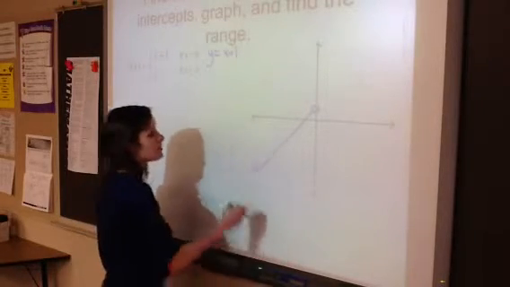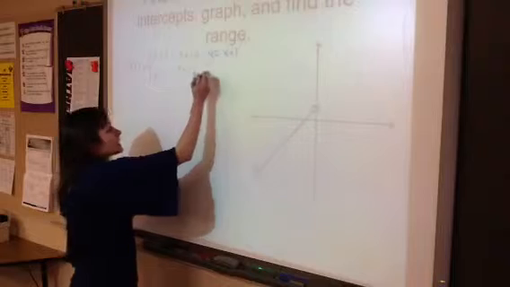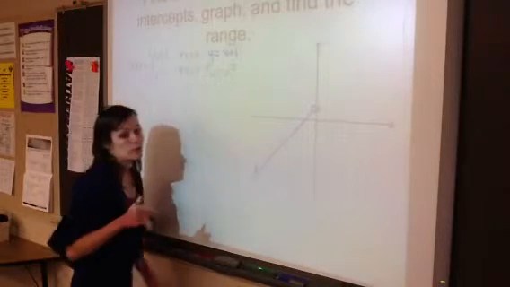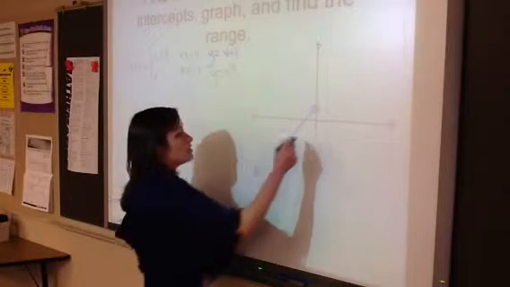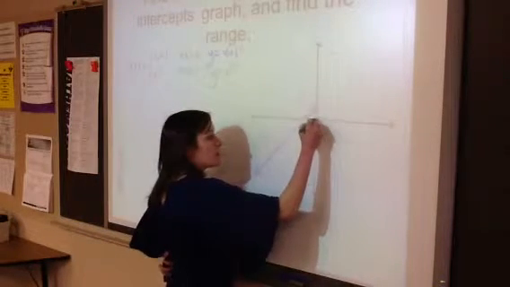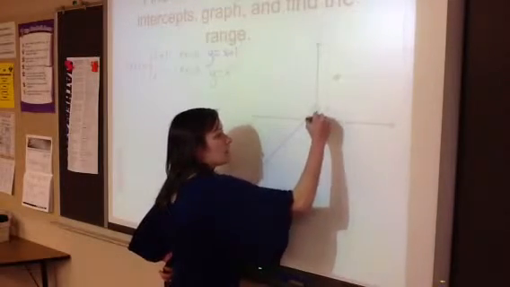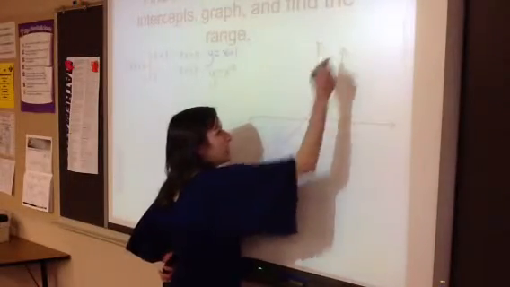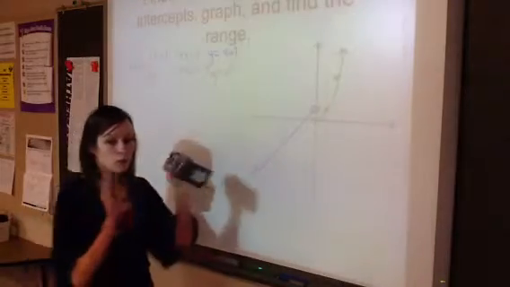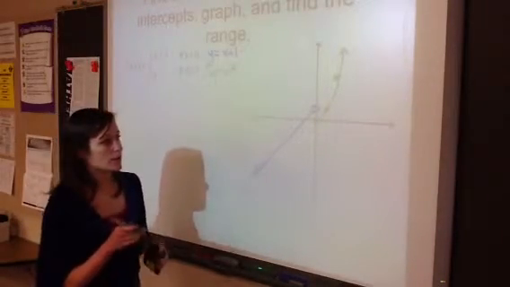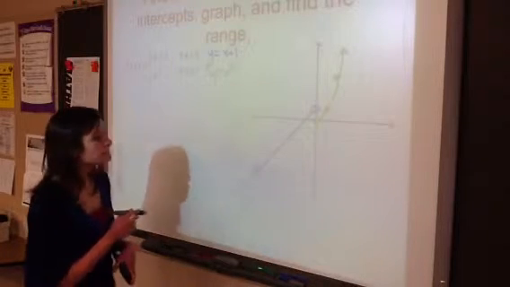So now pause the video and see if you can graph y equals x squared for x is greater than or equal to 0. So it equals 0, so I'm going to put a closed dot. And my graph for a parabola looks like that. And I'm only going to include the right side of my graph because we only want when x is greater than 0. And there's your graph.